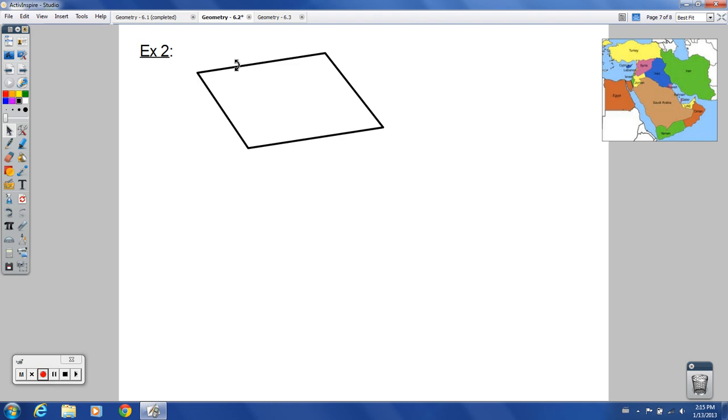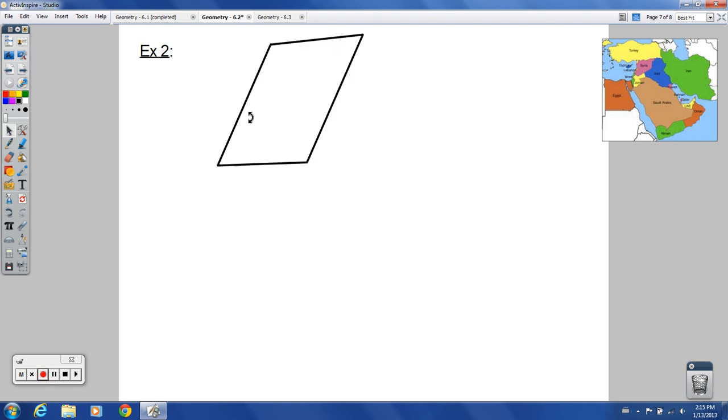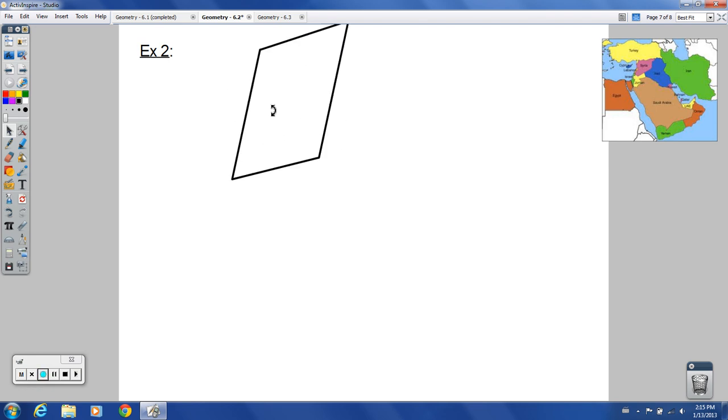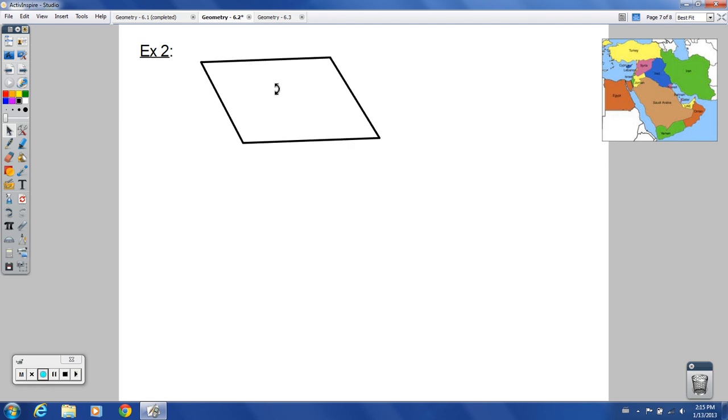This could be rotated any which way. This is still a parallelogram. So is this. So is this. So is this, this, and this. So it doesn't always have to be oriented that way. Just so you know that.